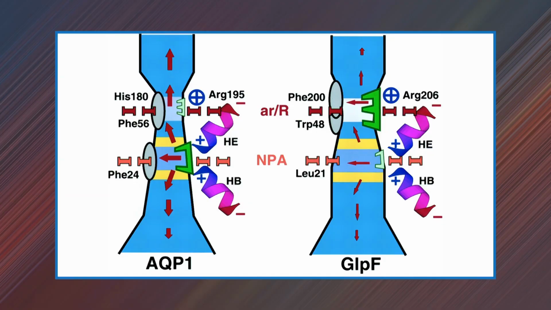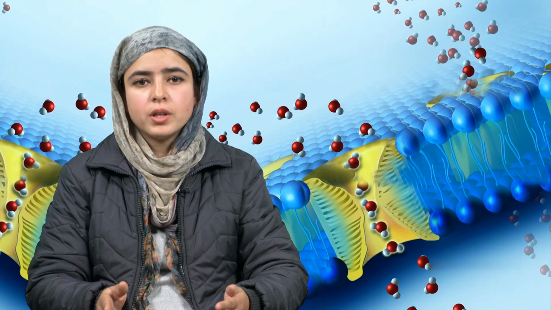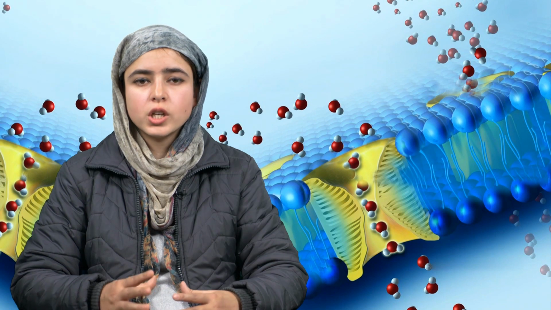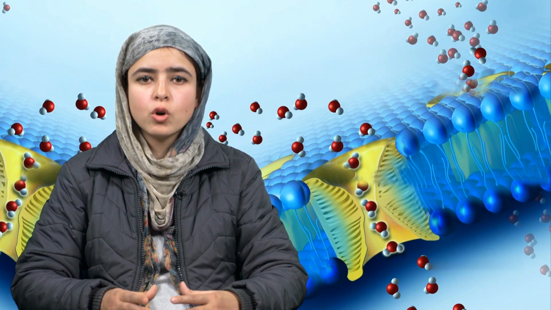Its usual position is 8 angstroms on the outer side of the NPA motif. It is typically the tight part of the channel. Its narrowness weakens the hydrogen bonds between water molecules, enabling the arginines, which carry a positive charge, to interact with the water molecules and to filter out undesirable protons.